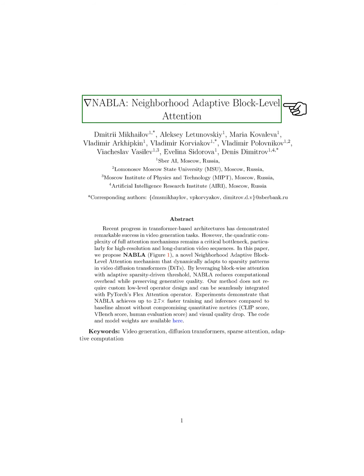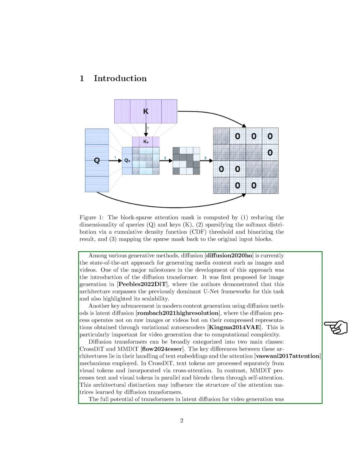Section: Introduction. In this section, we discuss the advancements in generative methods, particularly focusing on diffusion techniques, which are currently leading the way in creating media content like images and videos. A significant breakthrough was the introduction of the diffusion transformer, first proposed for image generation, which outperformed the previously popular U-Net models and demonstrated better scalability.